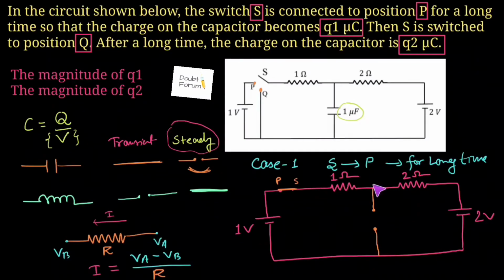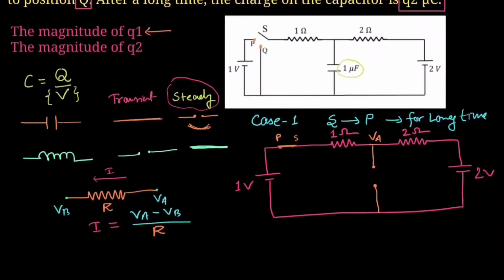And let's assume that the voltage of this point is VA. That's the value we are interested in finding, because once we find the voltage VA, by simply multiplying this VA by 1 microfarad, we will be able to find the charge Q1. So let's find out voltage VA.